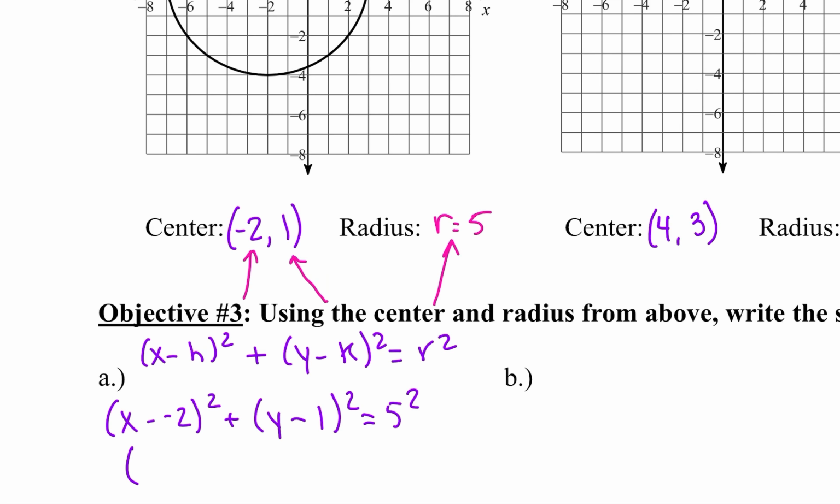And then let's just simplify what we can. For example, here, this x minus -2, we know that double negative there is going to become positive. So x plus 2 squared. Y minus 1 is as simplified as it goes. And then 5 squared is 25, 5 times 5.